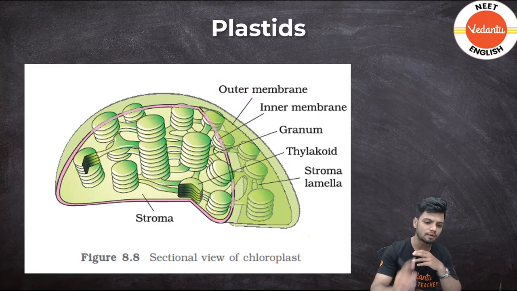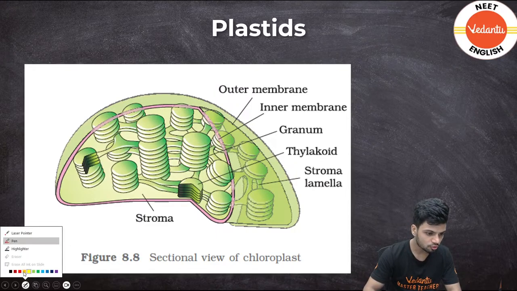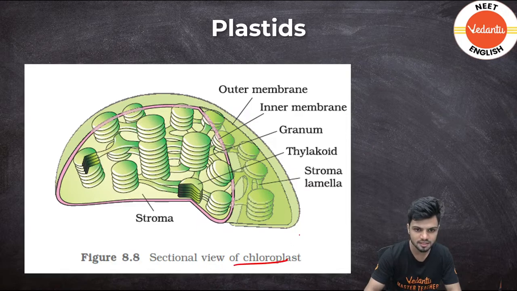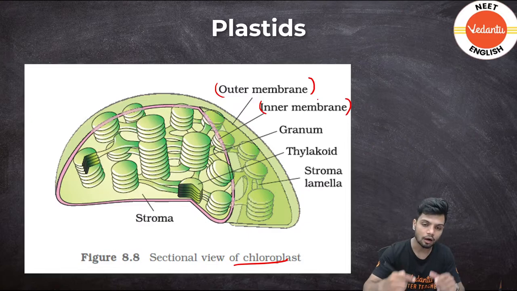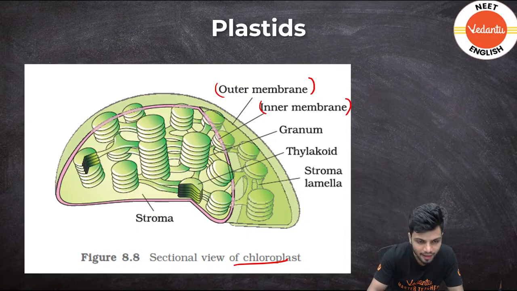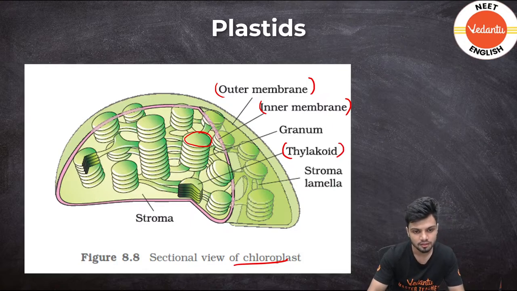Now there's one type of plastid which you have to study in detail, that is your chloroplast. Ready? So if you look at the structure of your chloroplast, it has an outer membrane and an inner membrane. Inside, it has a coin-like structure. Can you see this coin-like structure which is called thylakoids? Chlorophyll is present on this coin-like structure called thylakoid.